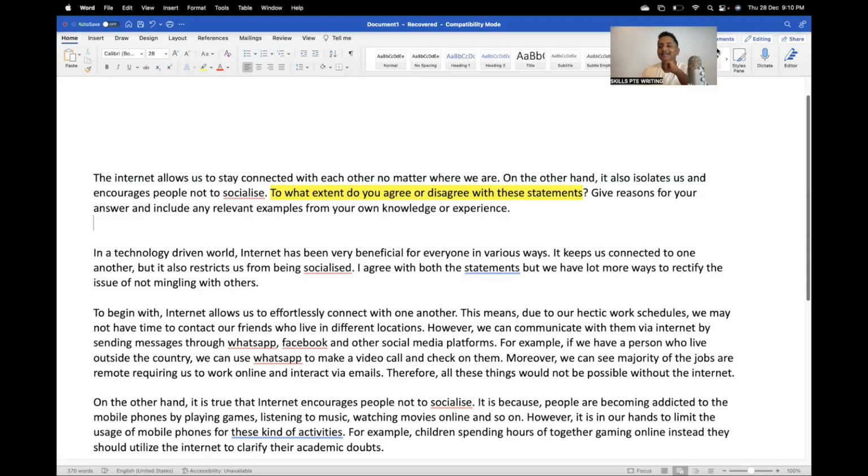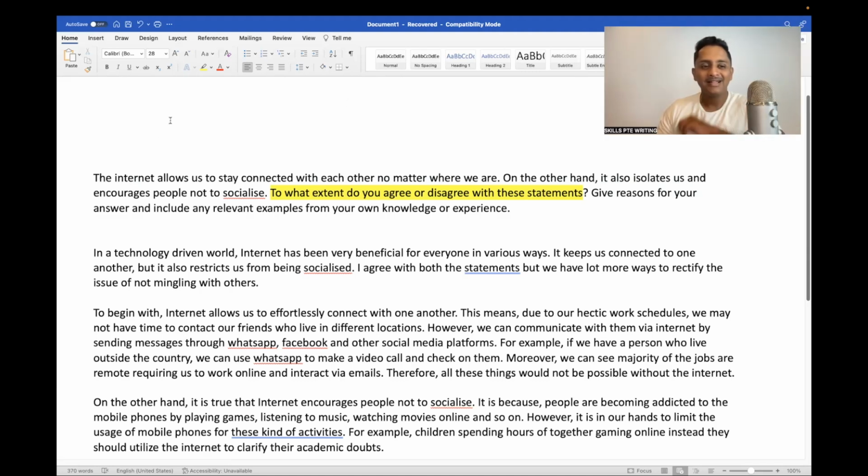Okay. The question is a little tricky, isn't it? Internet allows us to stay connected with each other no matter where we are. Positive side. On the other hand, it also separates us, isolates us, and encourages people not to socialize. Negative side. Both the sides are given. To what extent do you agree or disagree with these statements? Two statements they've given together.